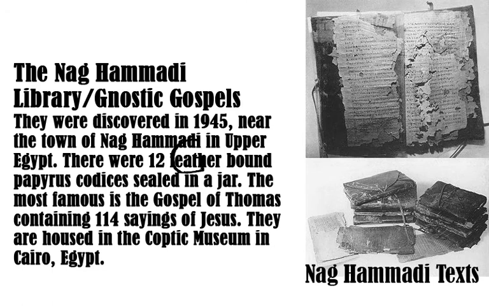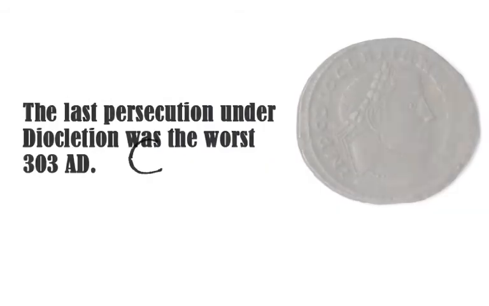A key discovery was the Nag Hammadi Library, or Gnostic Gospels. They were discovered in 1945 near the town of Nag Hammadi in Upper Egypt. There were 12 leather-bound papyrus codices sealed in a jar. The most famous of these is the Gospel of Thomas, containing 114 sayings of Jesus. They are now housed in the Coptic Museum in Cairo, Egypt. And these tell us a lot more about Gnosticism and what they believed, these Nag Hammadi texts.